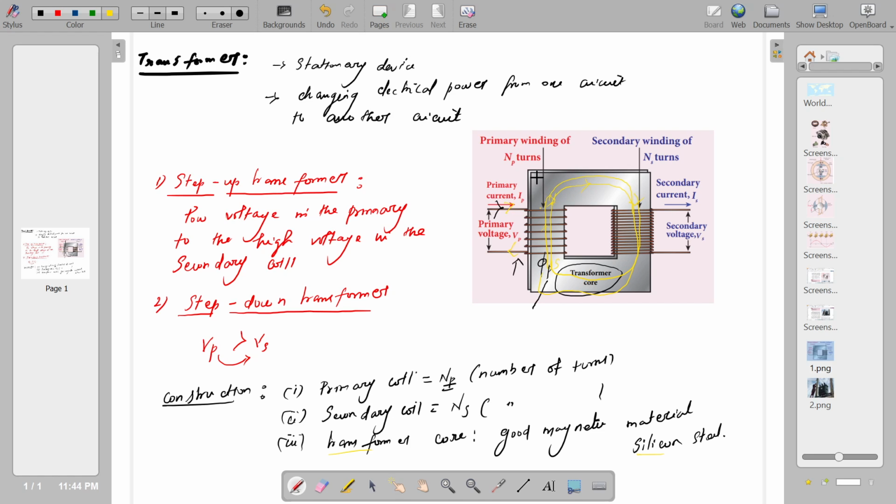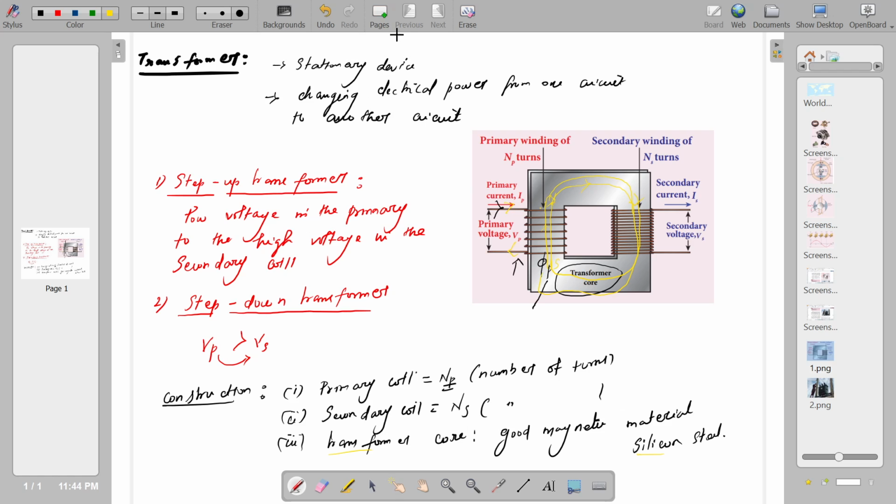This is not a single sheet, it's a transformer core made up of a number of sheets. Several sheets will be there. These sheets are laminated from each other, as well as the copper coil also laminated. That means it will reduce the eddy current loss if you are laminating the transformer core as well as the primary and the secondary coil. So that is the purpose of the transformer core.